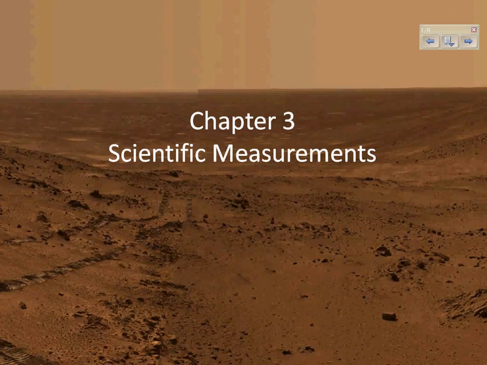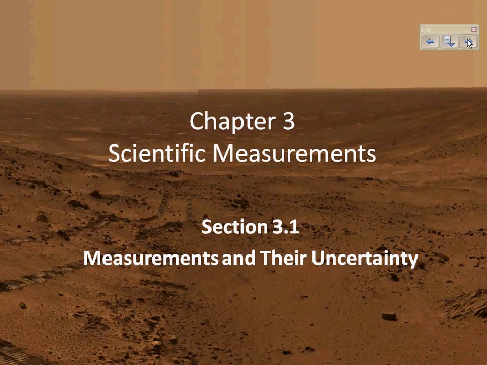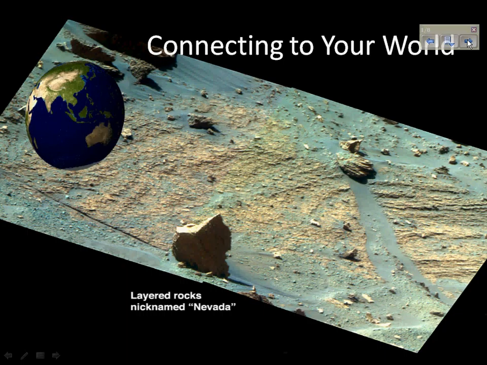So Chapter 3, Scientific Measurements, we're looking at Section 3.1, Measurements and Their Uncertainty. And I'm breaking Section 3.1 into 3 parts, and so this is Part A.